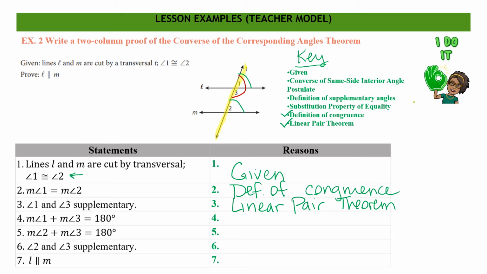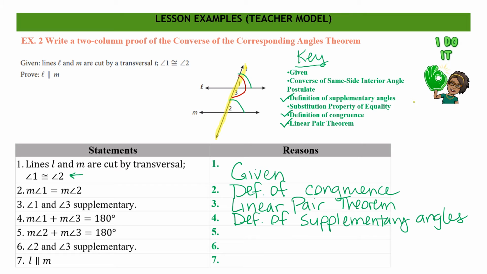So we have another reason used. Statement 4 says that the measure of angles 1 and 3 when added together equal 180 degrees. Well, if something is supplementary and a linear pair and it adds up to 180 degrees, the reason is the definition of supplementary angles. As you can see, another one of our reasons used. Statement 5 says that the measure of angles 2 and 3 when added together are now 180 degrees. Well, let's think about this.